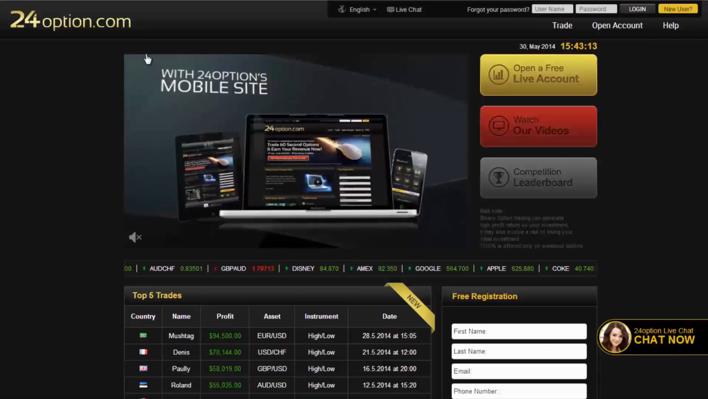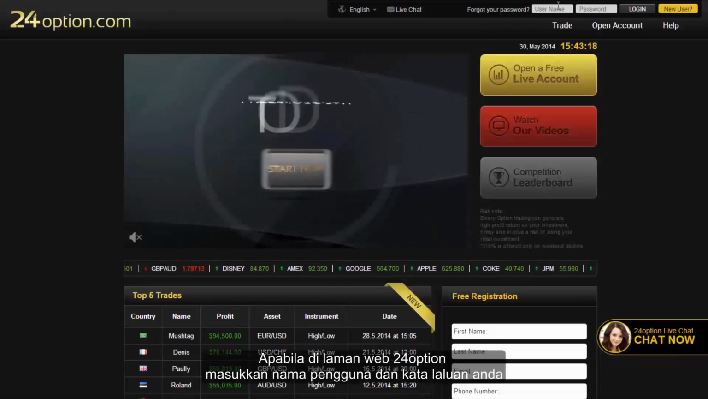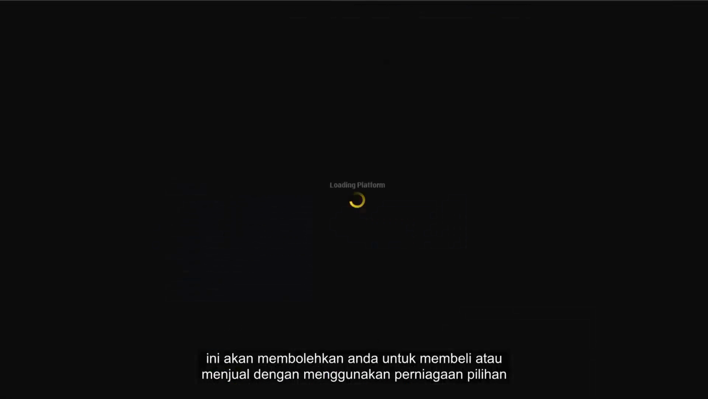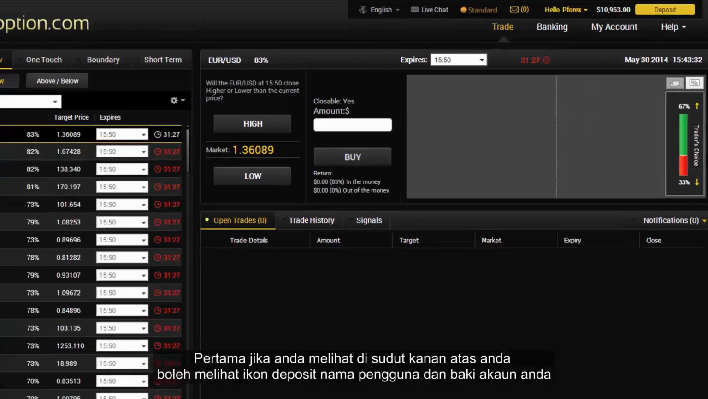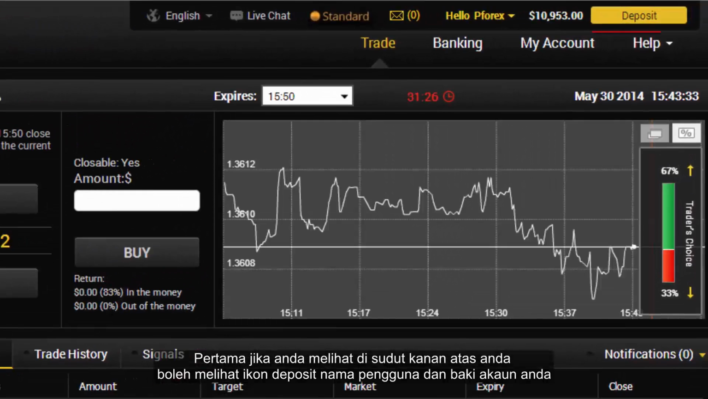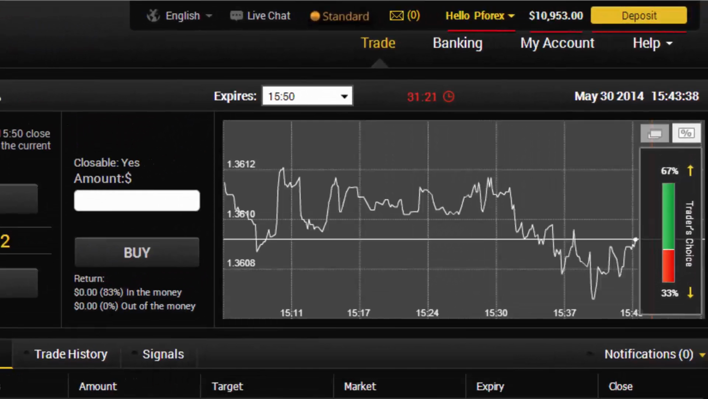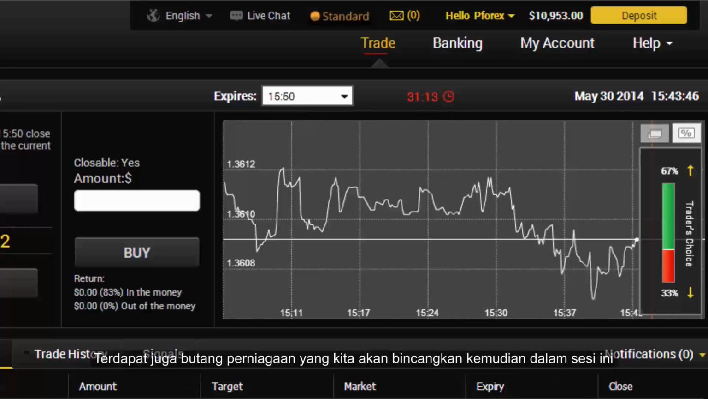24option. Once on the 24option website, enter your username and password. This will allow you to buy or sell using option trades. Firstly, if you look up at the top right hand corner, you can see the deposit icon, your username and account balance. For people with real accounts, banking and my account buttons are presented to control their account. There is also a trade button, which we will talk about later in this session.